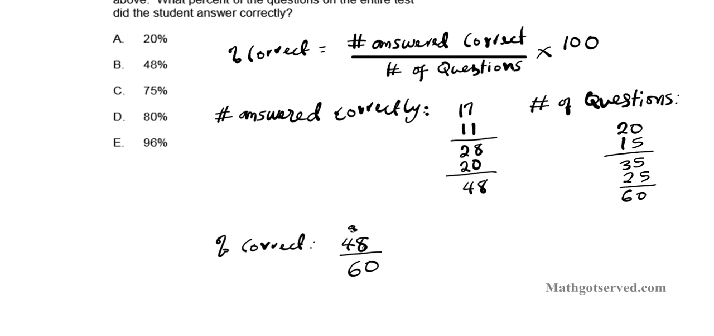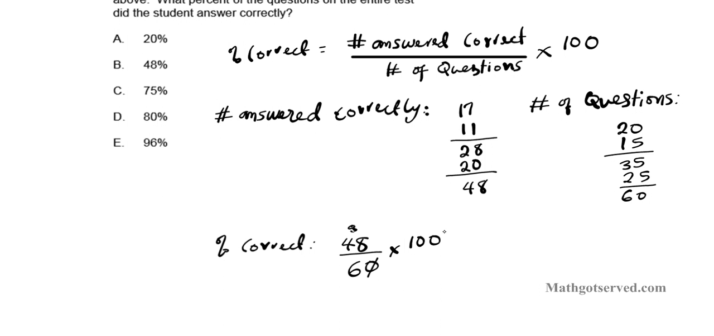Okay, so the number answered correctly divided by the total number of questions tells you the fractional expression for the number of questions that were answered correctly. And if I multiply by 100, that converts your fraction into a percent. Okay, so let's go ahead and simplify this.